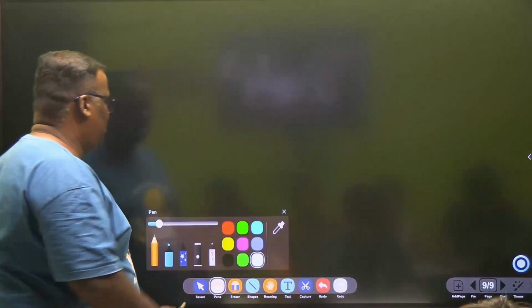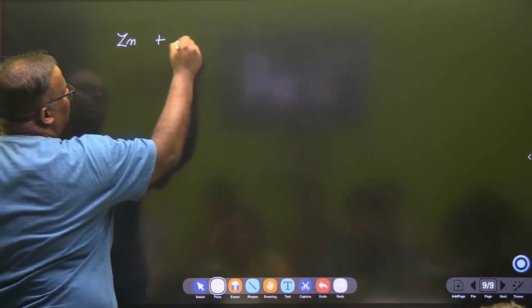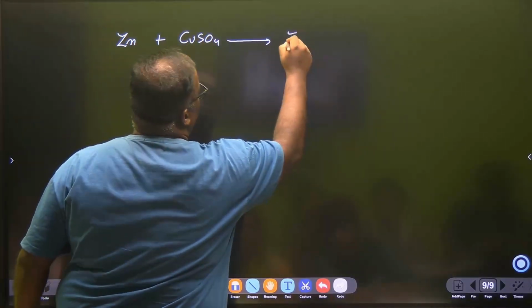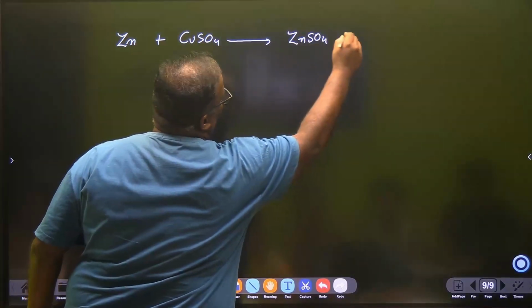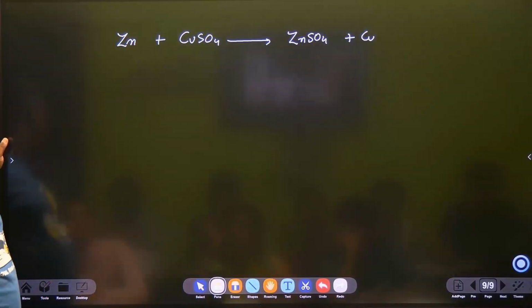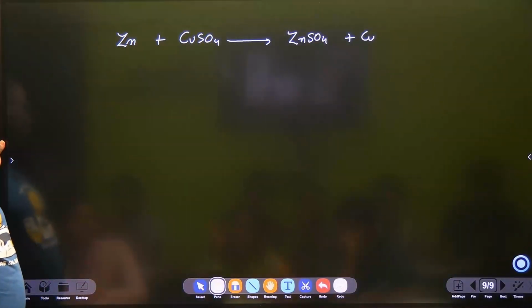So let's go back to our reaction again. Zinc reacts with copper sulfate. I now remember my sir. Zinc sulfate and copper. Now see how my sir used to teach this oxidation reduction. Now we'll go by electron system. You remember I had shown you the ionic reaction.